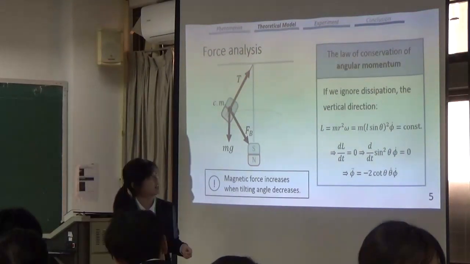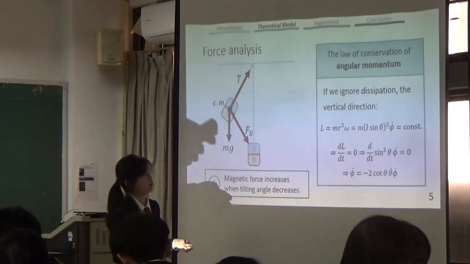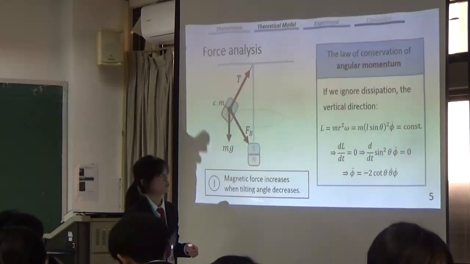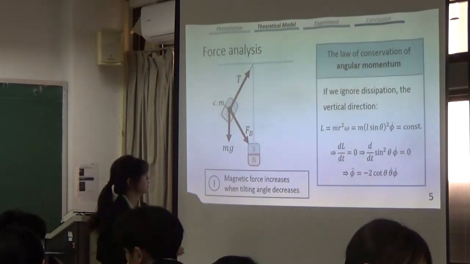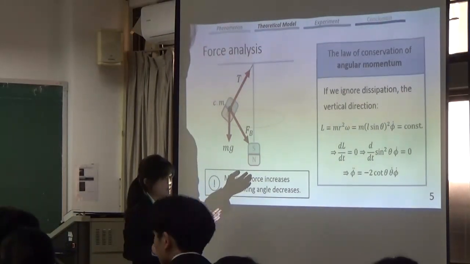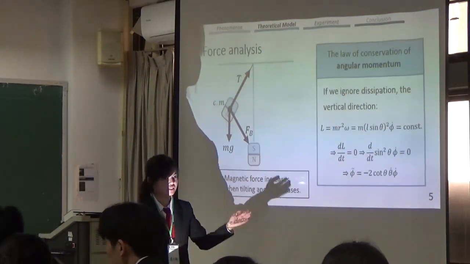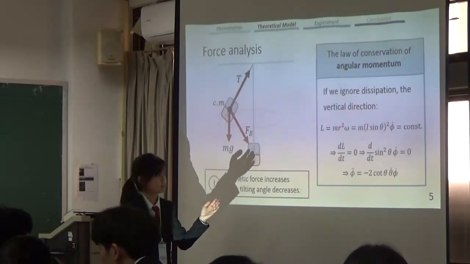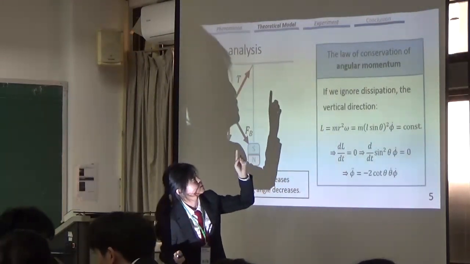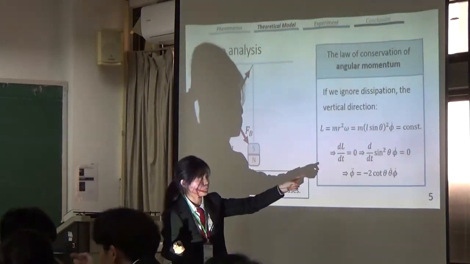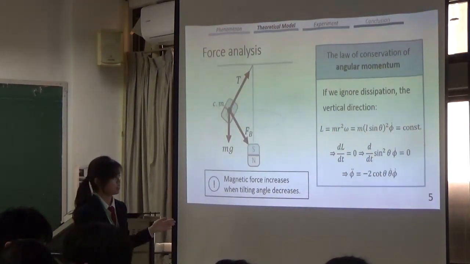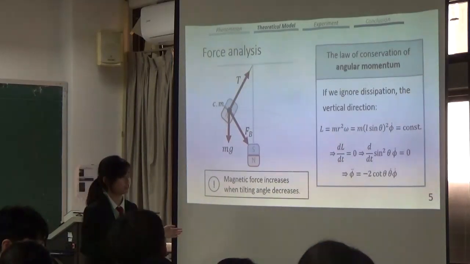And according to the law of conservation of angular momentum, if we ignore the dissipation, the vertical direction of the system will stay the same. So it will stay at the same point, and we can calculate the law of conservation of angular momentum by this formula. And the magnetic force increases when the tilting angle decreases.